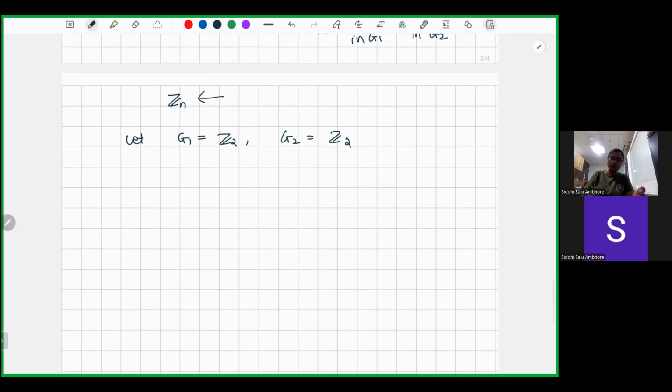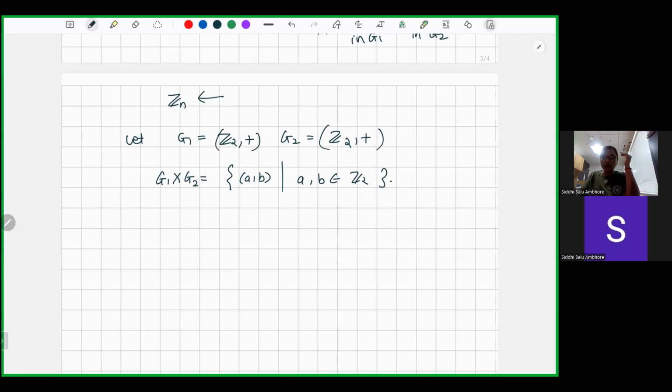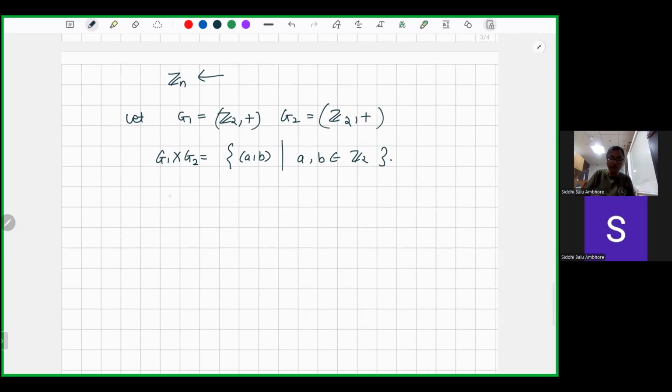Okay, then what is G1 cross G2? It is all those (a, b) such that a and b both belong to Z2. Since G1, G2 are both the same, this is again with respect to addition. Okay, so this is our group G1 cross G2. This is the direct product. And what is the cardinality of this G1 cross G2? It is the cardinality of this Cartesian product, that is 2 into 2, that is 4.